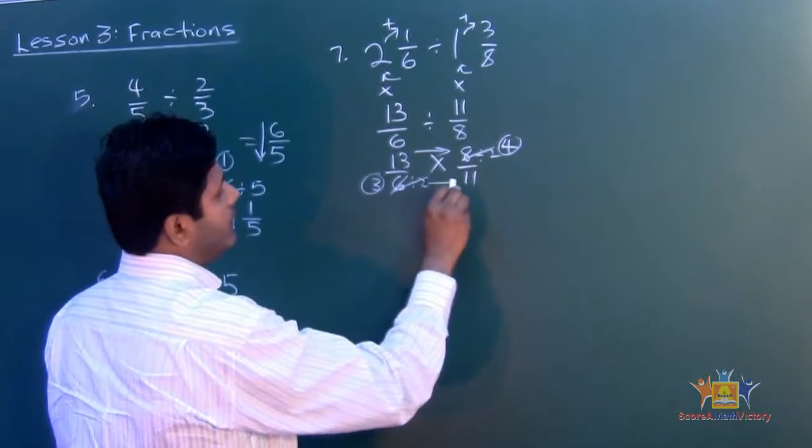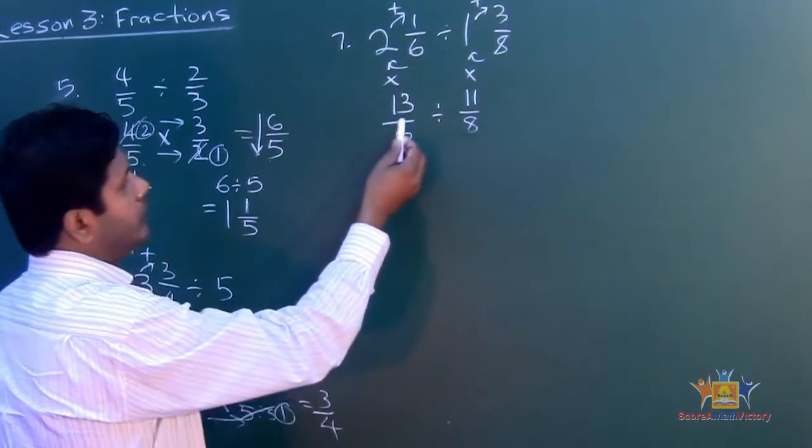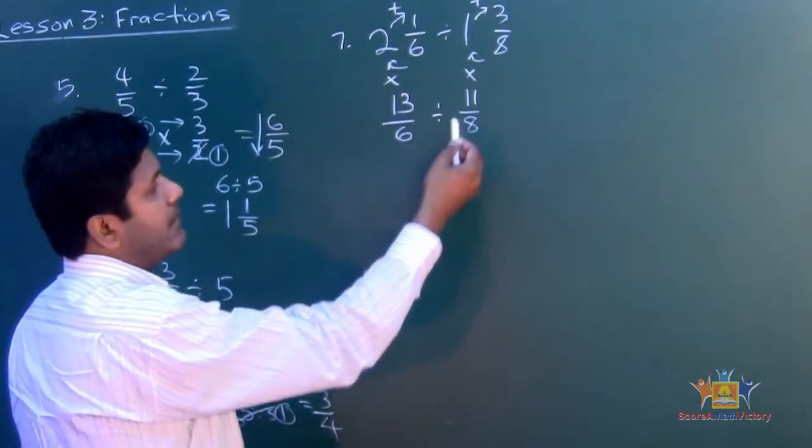13 times 4 and 3 times 11. So, okay, we got 13 over 6 divided by 11 over 8.